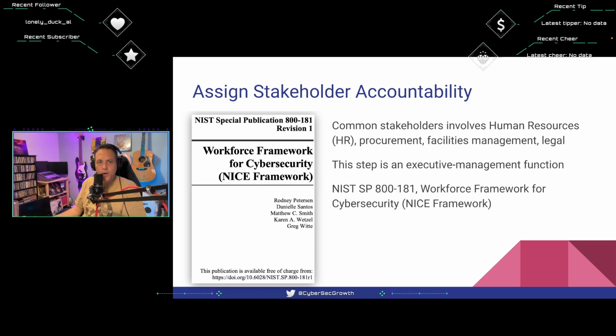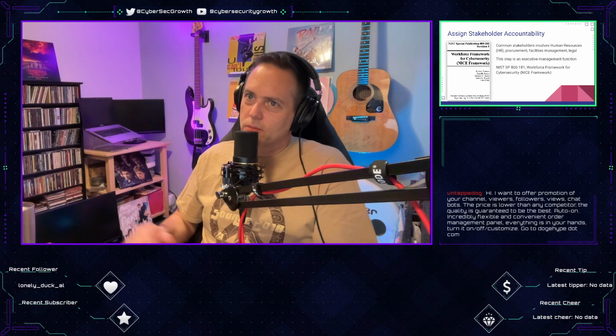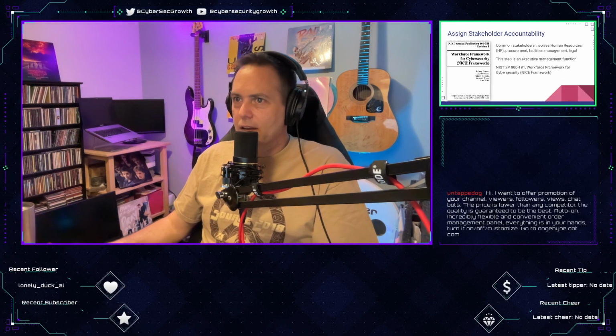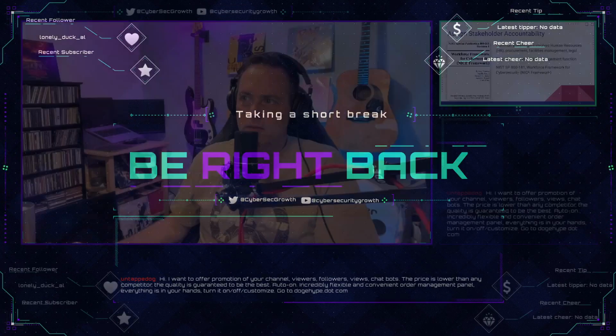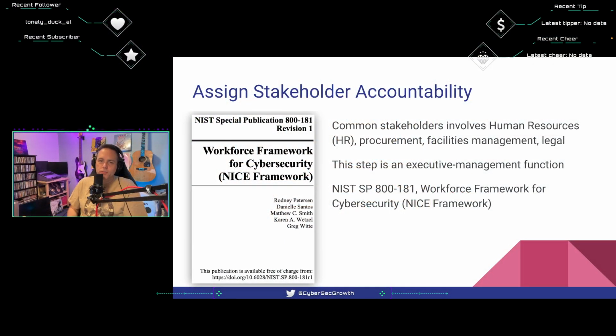I have used this framework. It is very helpful. I've used some trimmed down versions of the framework, but I have found it useful. So just some takeaways on the notes from the SCF guide here. What is being said to us here is determining who your accountable stakeholders are and assigning responsibility to your stakeholders is really an executive management function.